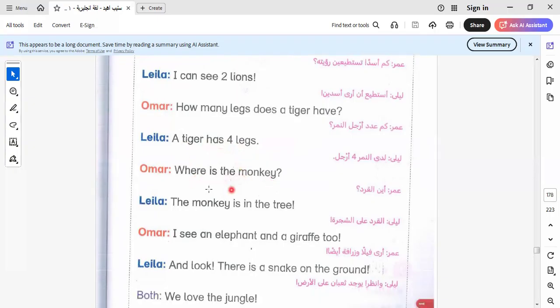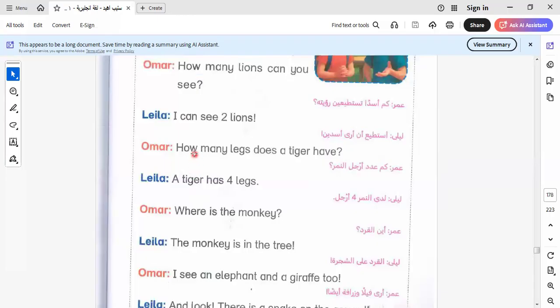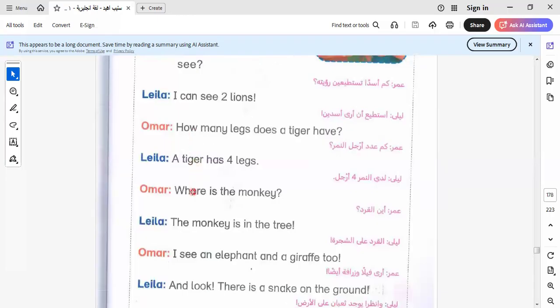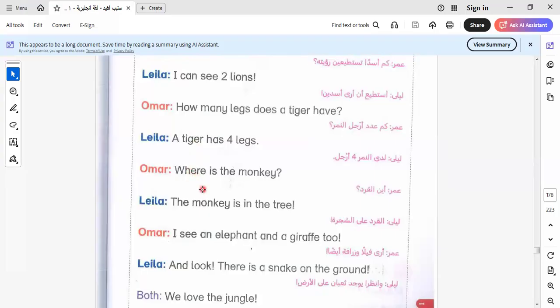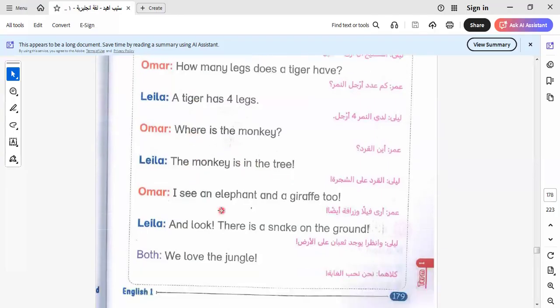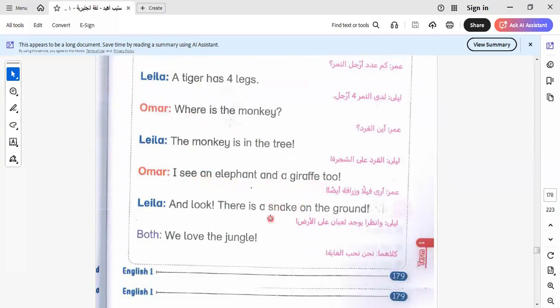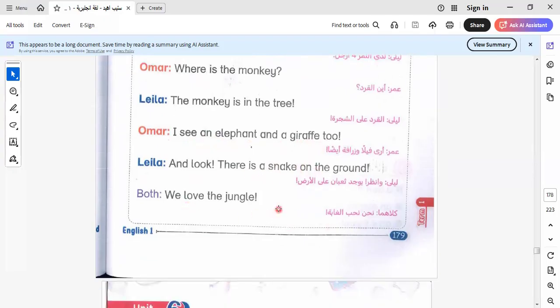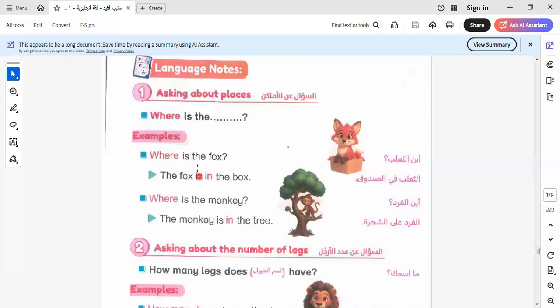Where is the monkey? Here I used how many to ask about numbers, but where asks about what? About the place where we see it. The monkey is in the tree. So here I ask about the place of the monkey. Let's go to another one. I see an elephant and a giraffe too. And look, there is a snake on the ground. We love the jungle.